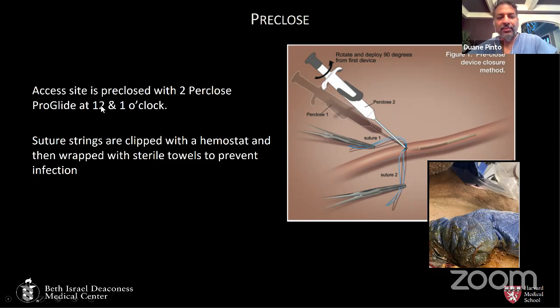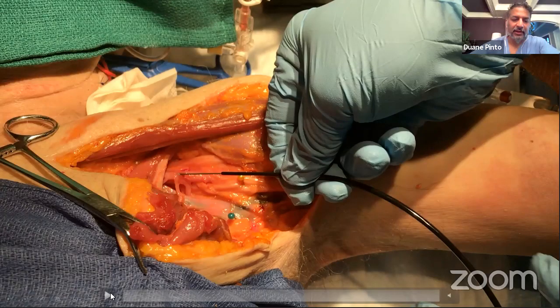I personally place the ProGlides at 12 and 1 o'clock. The idea of rotating a lot within the artery and trying to pull it together at the end, I think leads to more damage to the artery, and also can, if you grab the artery too far away from the arteriotomy, you may actually narrow the artery when you pull the sutures closer. So I'm going to try to play this here.